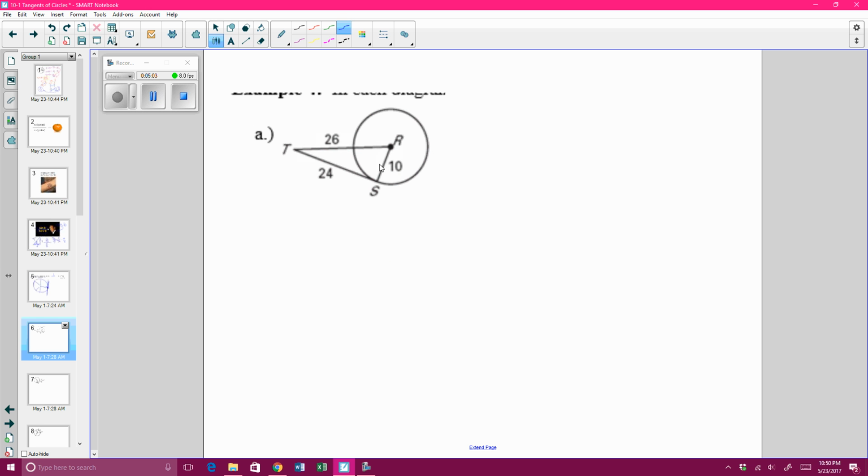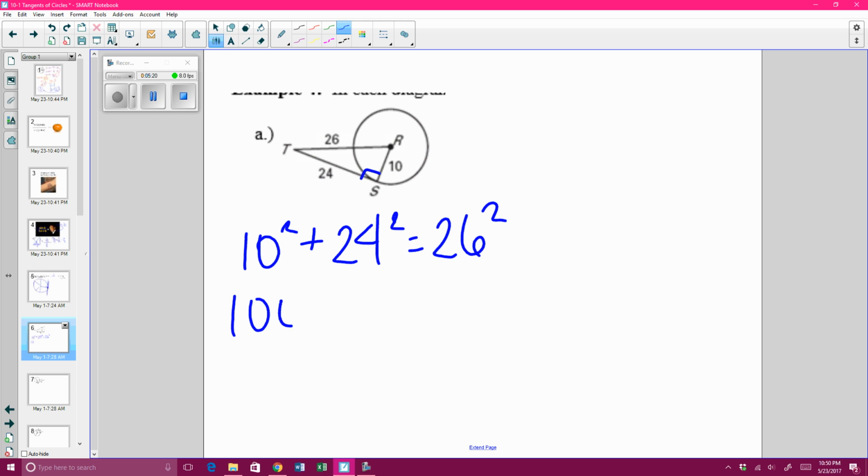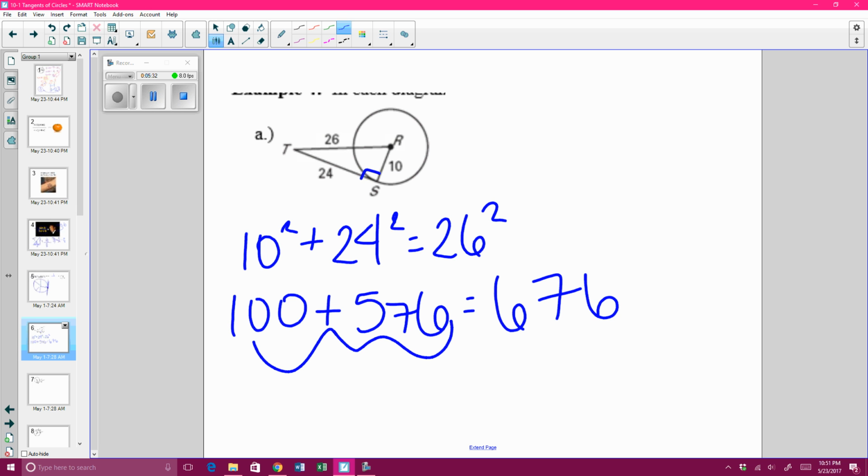Since it's perpendicular, let's go ahead and use the Pythagorean theorem. We're going to justify and verify that these are actually tangents. So we're going to just try to figure out if 10 squared plus 24 squared is equal to 26 squared. If you go in here and square this out, this is 100. This is 576. And 26 squared equals 676. And so the left equals the right, and therefore, yes, it's tangent.